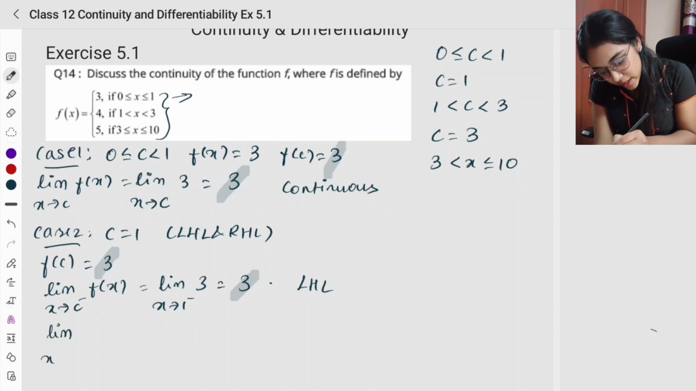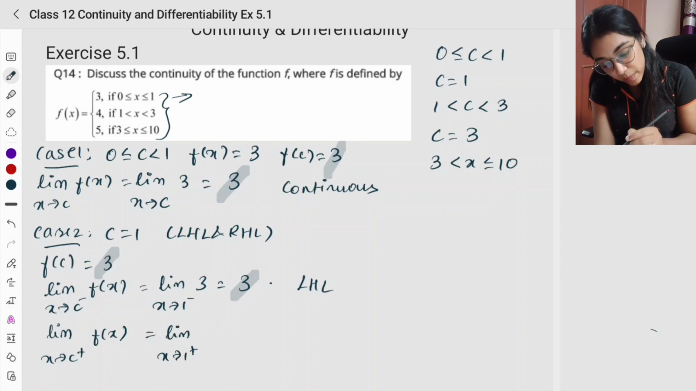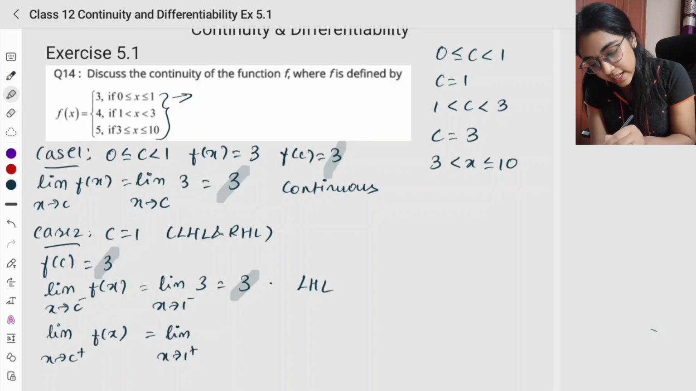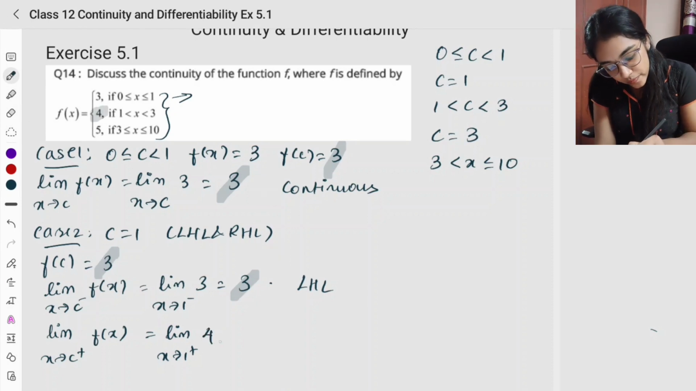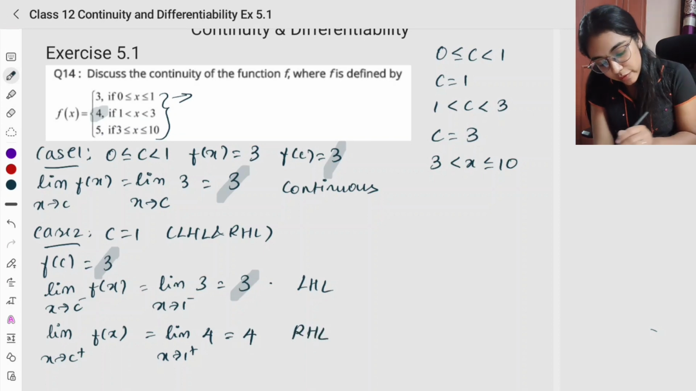Now, right hand limit. X tends to C plus of f of x, which is limit x tends to 1 plus. 1 plus என்றால் 1 விட greater அங்கே இருக்கு. The value is 4. You see, I highlighted in the question. So, I have 4. So, I'll write 4. So, 4. So, this is my right hand limit. Though f of C and left hand limit are equal, in the இடத்துல right hand limit என்ன இருக்கு?